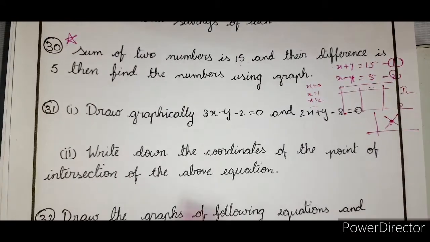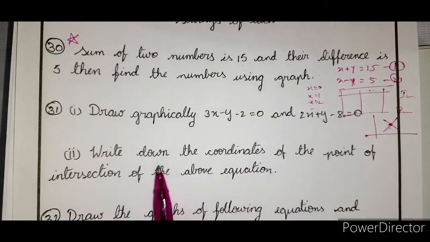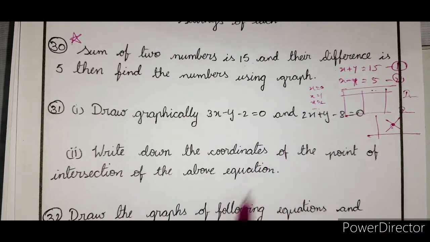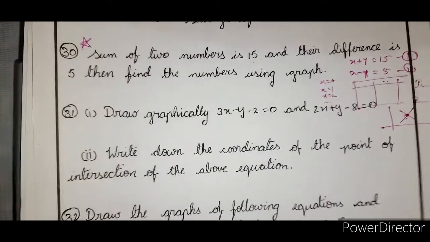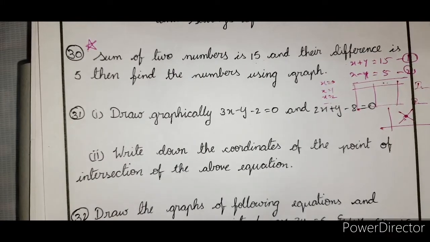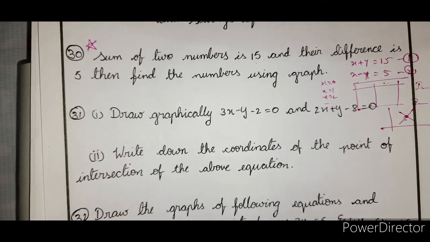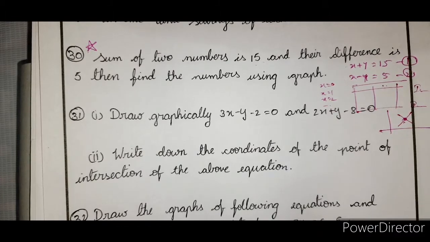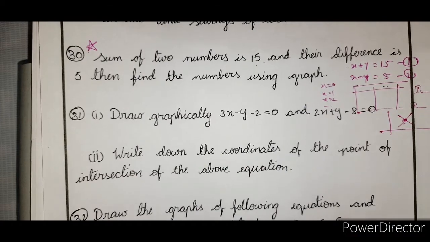Right. So now the same thing. Draw graphically these two. Write down the coordinates of the point of intersection of the above equation. This is also a graph problem. Draw the graphs of the following equations. Now check the same thing again. 2 by 4 is 1 by 2. Minus 3 by minus 6 is 1 by 2. 5 by 15 is 1 by 3. So A1 by A2 is equal to B1 by B2 but not equal to C1 by C2.